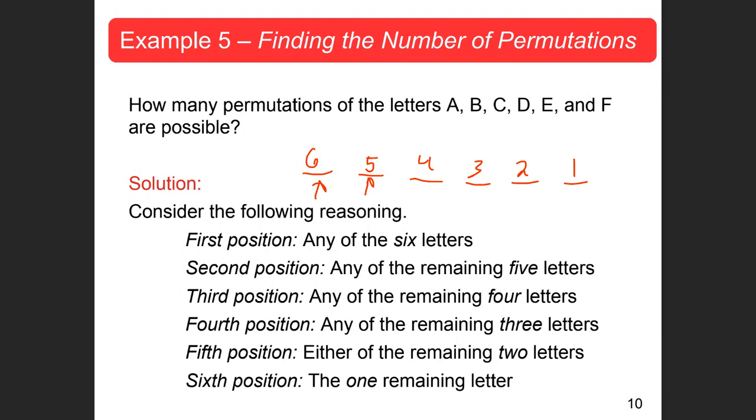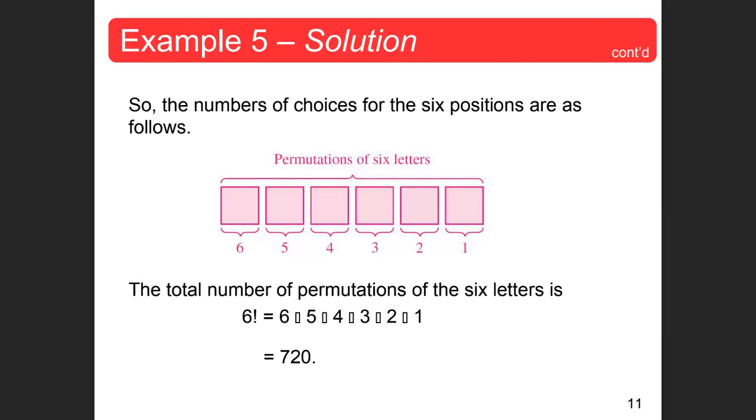Now, some of you might know an easier way of writing that. It's called 6 factorial. This factorial sign means that, like if I said 8 factorial, well, that's 8 times 7 times 6 times 5 times 4 times 3 times 2 times 1. And factorial just means that you just keep multiplying all the way down to 1. Okay? And your calculator should have a factorial button on it. So the number of choices for the 6 positions are as follows: 6, 5, 4, 3, 2, 1, or 720, and that's 6 factorial.